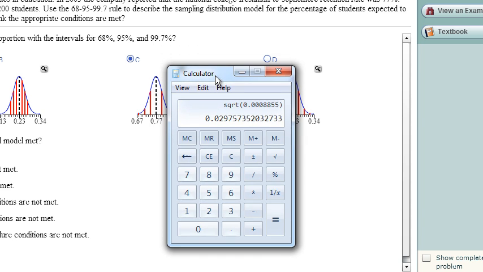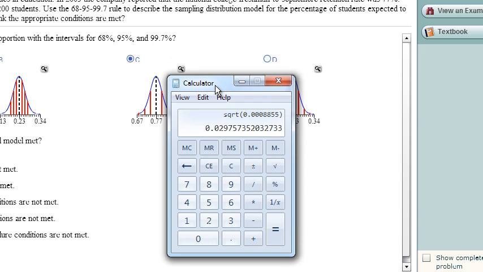To check the 10% condition, is 200 students less than 10% of all college freshman students? Yeah, sure, I believe that. Next, we need to check the success failure condition. We need to do NP, NQ, the way we usually talk about it. N is 200, and P is 0.77, that passes. N is 200, Q is 0.23, and both are greater than or equal to 10. That's all the conditions right there.